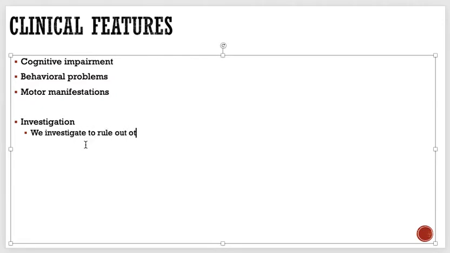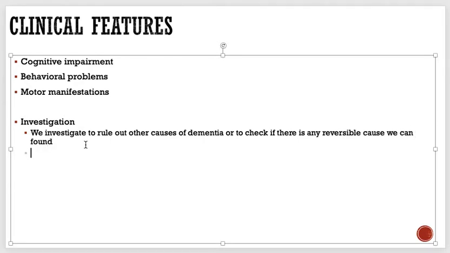So basically we investigate to rule out other causes of dementia, or to check if there is any reversible cause we can find, so we can treat that. For example, someone who has dementia due to depression, we can treat their depression and reverse that condition. Someone who has dementia due to infection, we can treat that. Someone who has dementia due to eye or ear problems, of course we can treat that. So the investigations are most importantly to check for any reversible causes, and if there are any, of course, to reverse them.